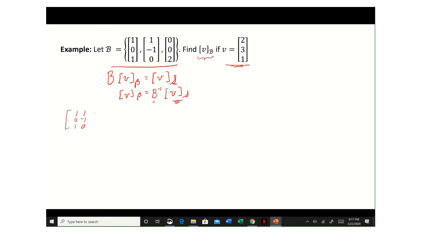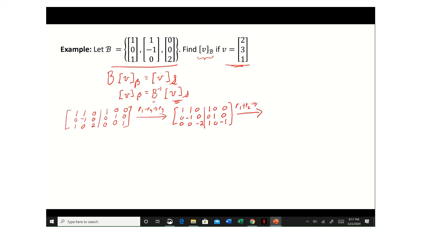We put our matrix down. We augment it with the standard matrix, the identity matrix, and we row reduce. So row 1 minus row 3, a new row 3. And we keep going until we are all the way to reduced row echelon form. So row 1 plus row 2, my new row 1. In this case, it doesn't take too many steps.